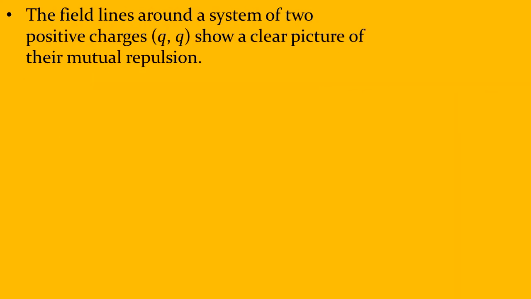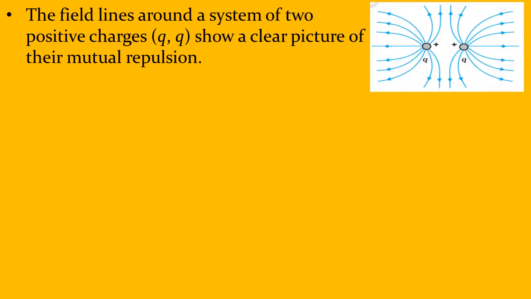The field lines around a system of two positive charges show a clear picture of their mutual repulsion. Here I have a positive charge and a positive charge. These always repel each other. So will a field line go from this charge to this charge? No, they'll go away. So when I have two positive charges, it shows a clear picture of repulsion.